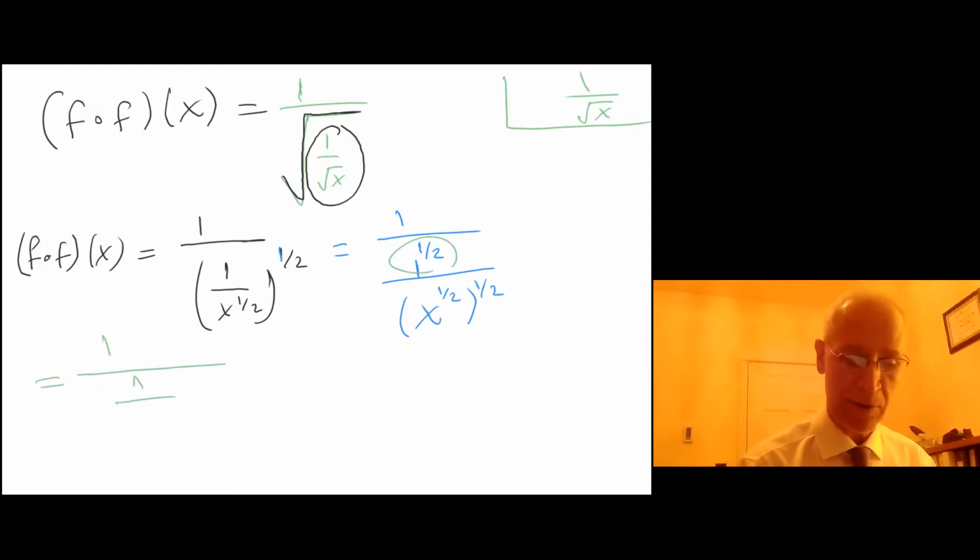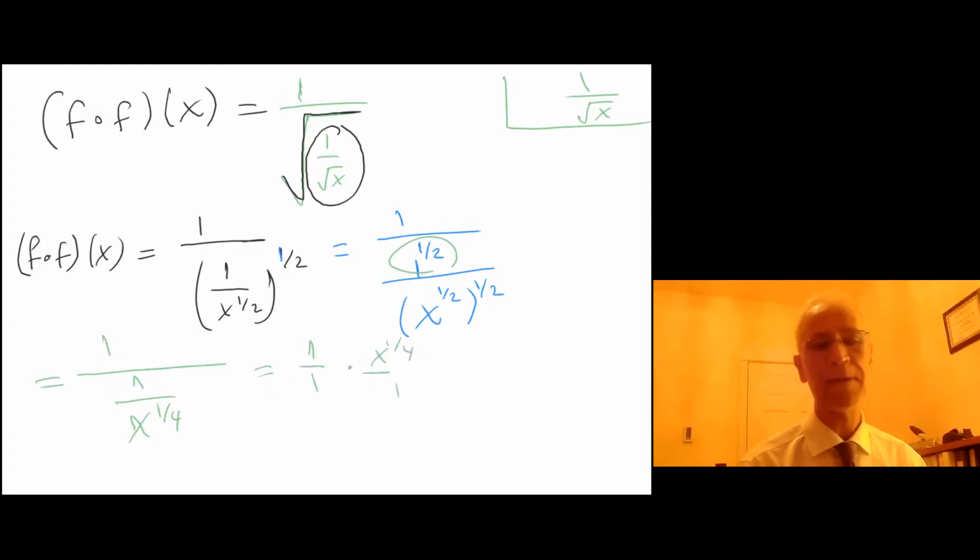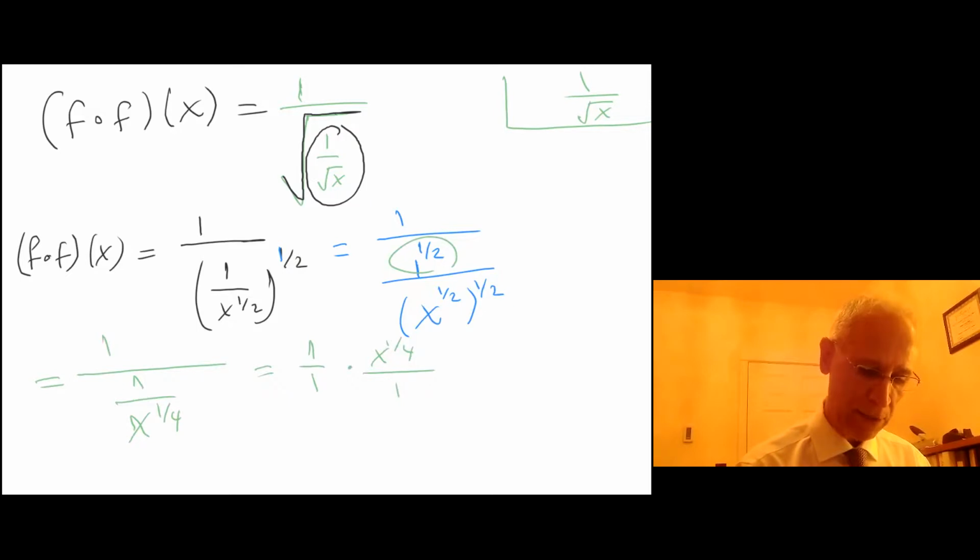I have a power of a power. 1/2 times 1/2 is 1/4. So I have x to the power of 1/4. So this is the same as saying 1 over 1 times x to the power of 1/4 over 1. Or you can think of this as multiplying top and bottom by x to the power of 1/4.